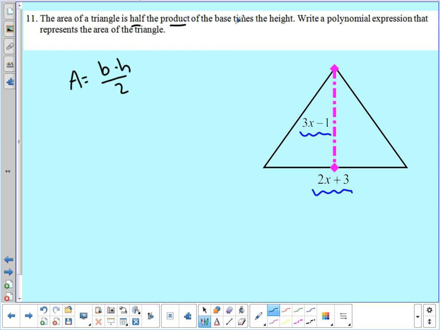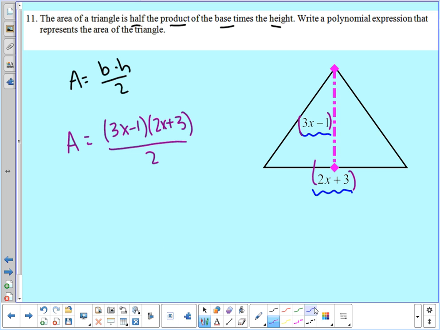Half the product of base times height. We all know that formula. That's a formula we've seen lots before. But now let's take a look at it when we plug in these polynomials. Don't forget to put parentheses around them because that's going to make a difference. So I'll have 3x minus 1 times 2x plus 3 on the top, all divided by 2 on the bottom. Now I'm just going to FOIL the top. This is a 2 by 2, so I can do first, outside, inside, last.